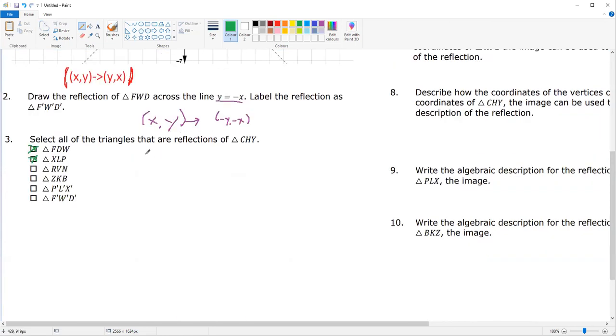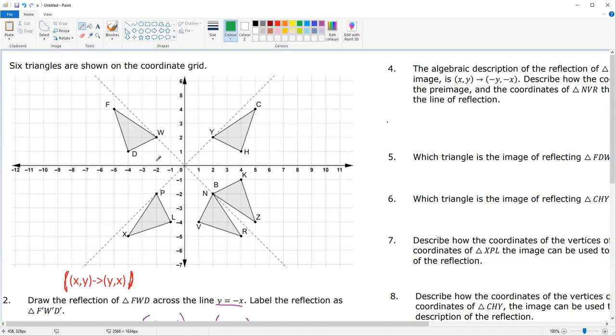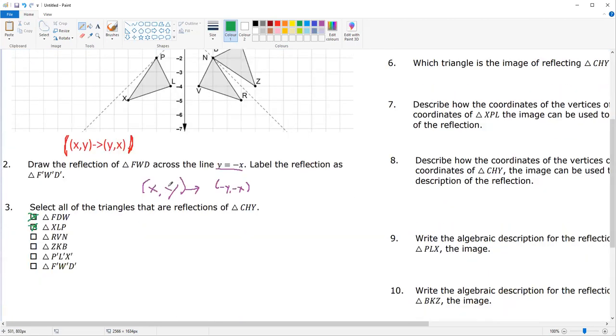So let's see what else. What about RVN? Is RVN one? No, that's way off. It doesn't even look close. It looks like it could be a rotation though. Most likely a rotation, but not a reflection.